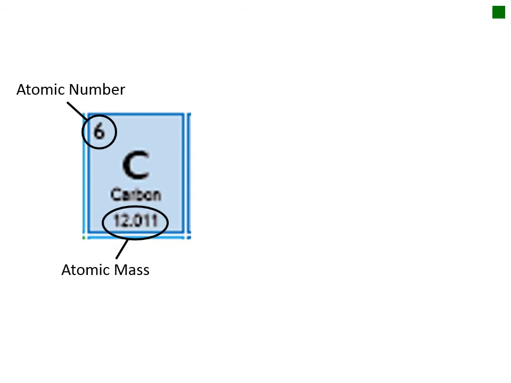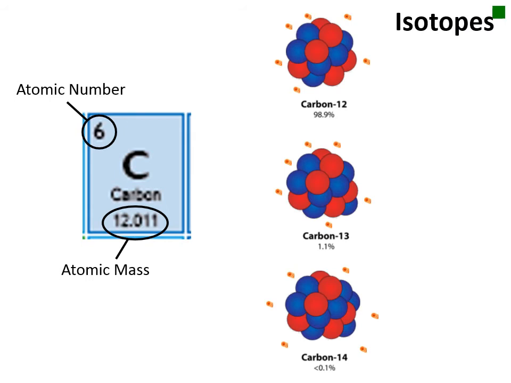However, we see that the atomic mass stated is slightly larger. This is because in nature, not all carbon consists of neutral carbon atoms. In nature, there are multiple forms of carbon which are called isotopes.